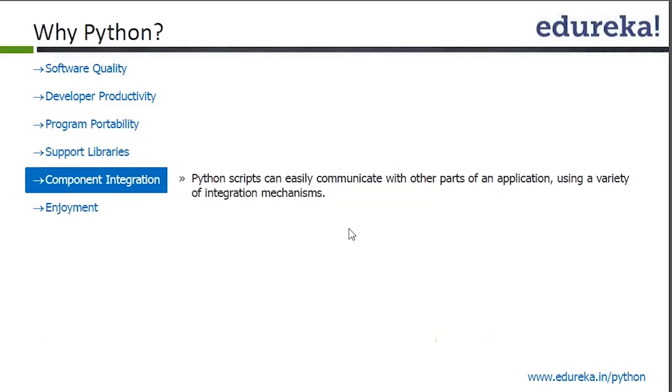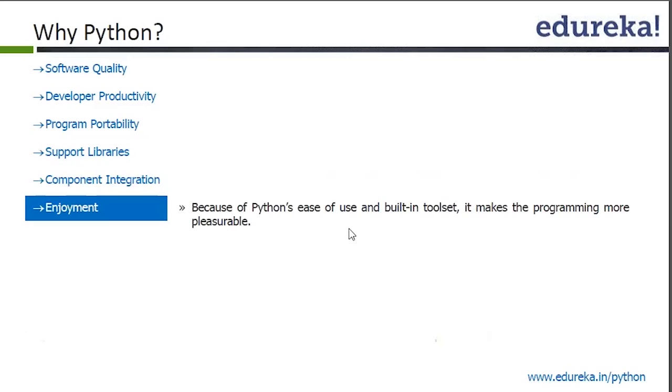Python scripts can easily communicate with other parts of an application using a variety of integration mechanisms. Like I told you initially itself, Python can very well integrate with Pig, Hive, all the big data tools and technologies. Python can also communicate with JDBC server. It can connect to any database, be it Oracle, MySQL, SQL Server, SQLite, any database that you can think of, even HBase for that matter. It can connect to that and pull out the data, manipulate it, upload it all over again.